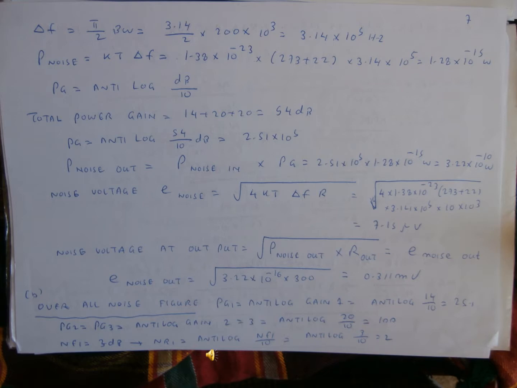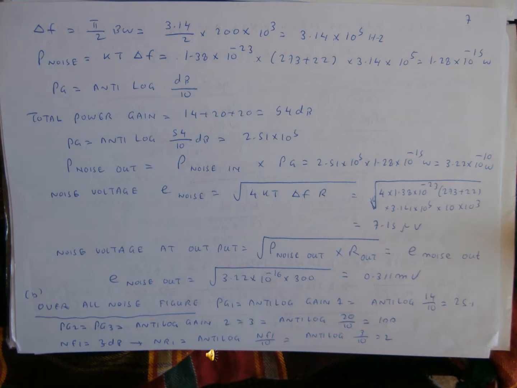The noise voltage we also calculate: E noise equals the square root of 4 kT delta F R. So the square root of 4 multiplied by 1.38 multiplied by 10 power minus 23 multiplied by 273 plus 22, multiplied by 3.14 multiplied by 10 power 5, multiplied by 10 multiplied by 10 power 3. So you get 7.15 microvolt.